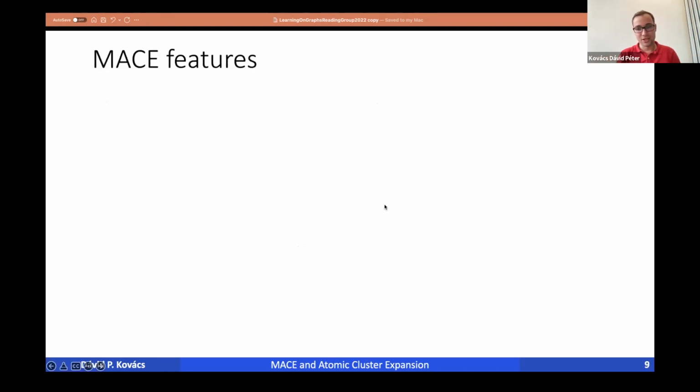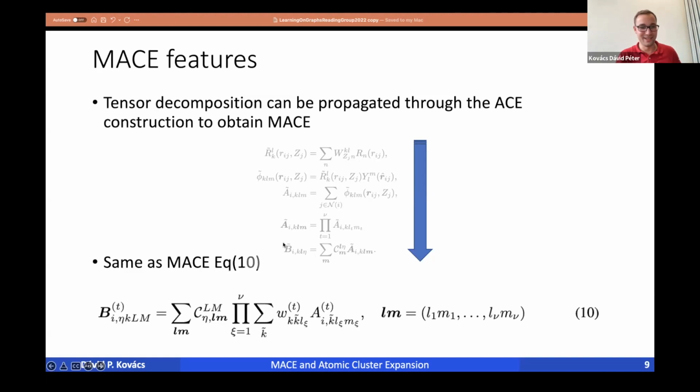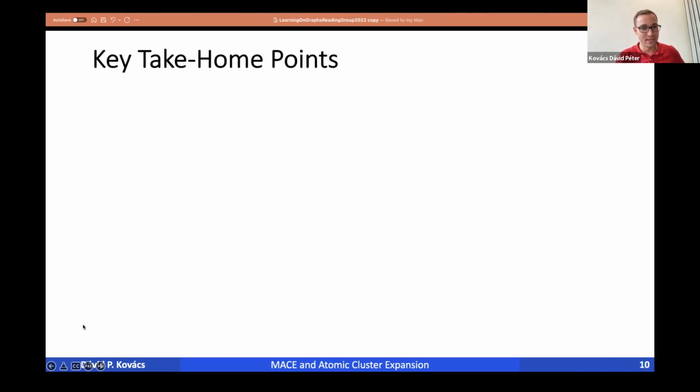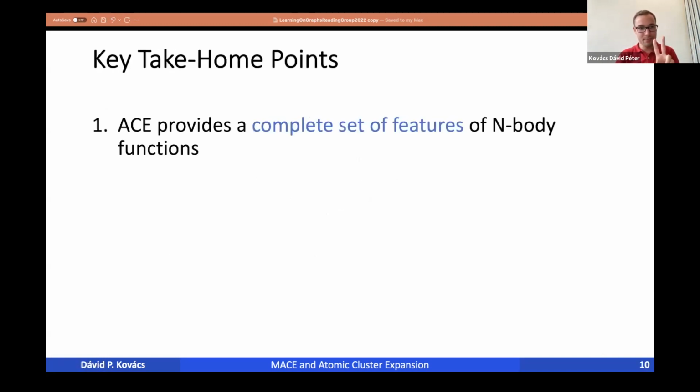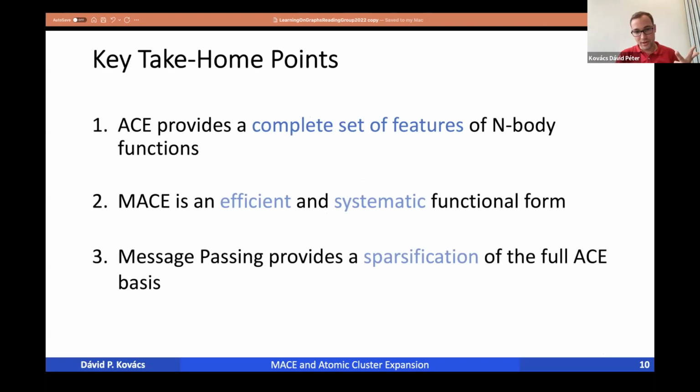Yeah, and then you can do the full derivation that is in this paper that I'm referring to, where you find that it all adds up very nicely. And you recover the MACE central equation that Elias was talking about as well. So I'll not talk through this. The key take-home points are 3. First is that this atomic cluster expansion is a complete set of features of m-body functions. The second is MACE is an efficient and systematic functional form. And the third is that message passing provides a sparsification of the full basis.